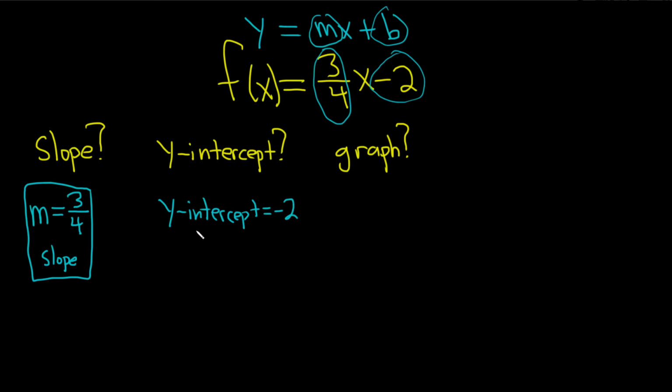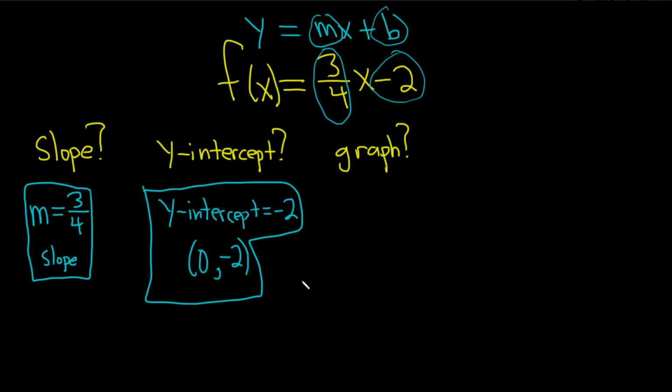And we want to write this as an ordered pair. So an easy way to do it is to remember it's the y-intercept. So y equals negative 2. So if the y is negative 2, the x must be 0. So that would be the y-intercept. And now we just have to do the graph, and we're only going to use these two things to do the graph.